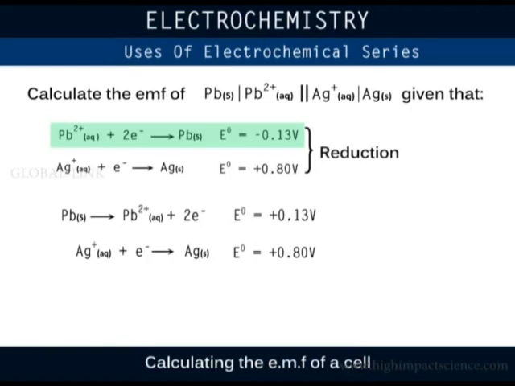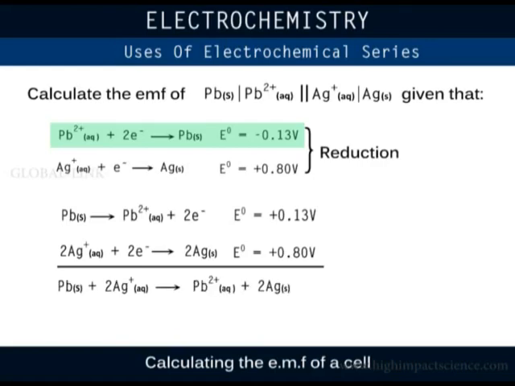To balance the electrons, we multiply equation 2 by 2. But the standard electrode potential remains the same. We do not multiply it, and that is because the standard electrode potential does not depend on the number of electrons. So we add the two equations. Lead plus silver ions will give us lead 2 ions plus silver. Standard electrode potential of the cell will be equal to 0.93 volts.